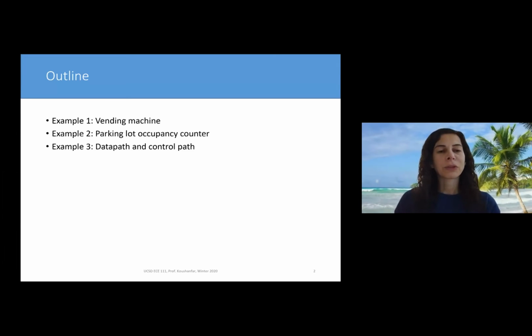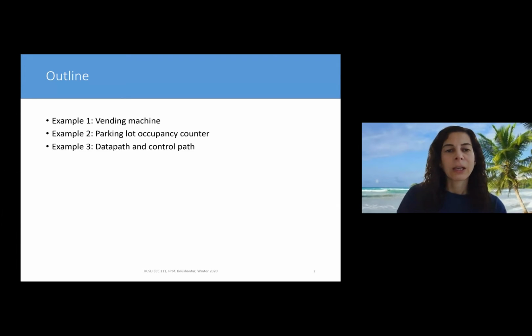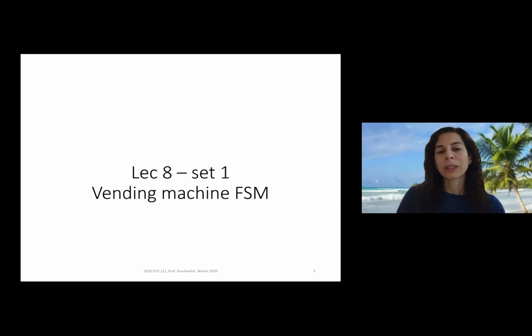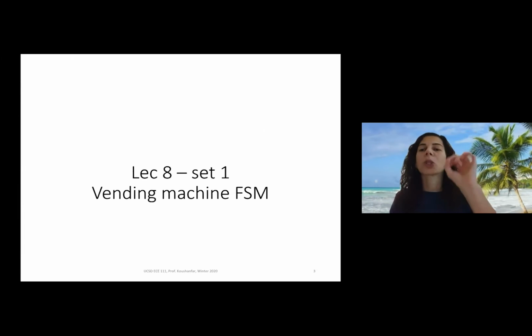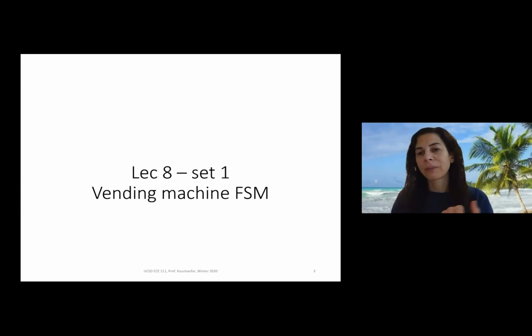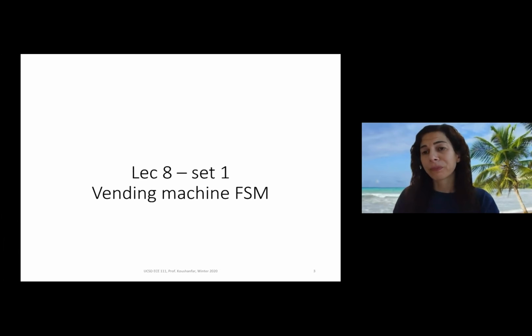Now, the first example is a vending machine. This one is going to talk about the design of the finite state machine for a vending machine. And as you know, a vending machine is nothing else than a machine that accepts coins and then dispenses the items that we want to buy.